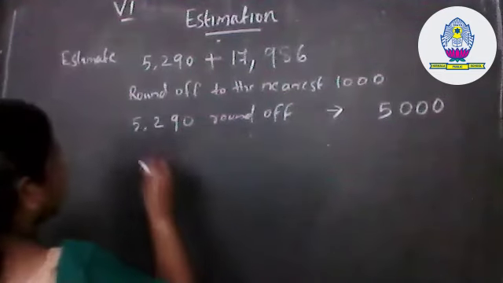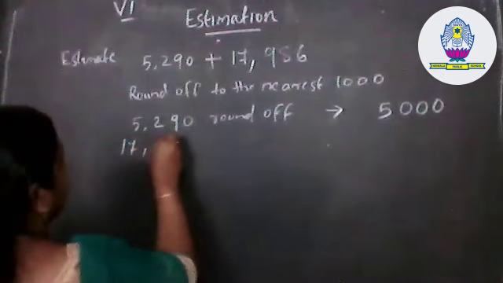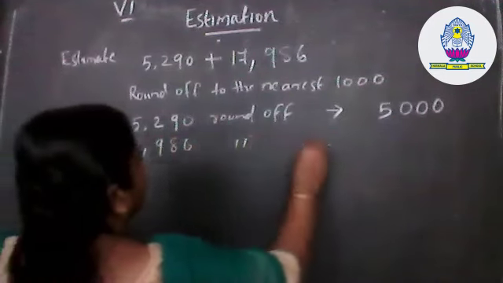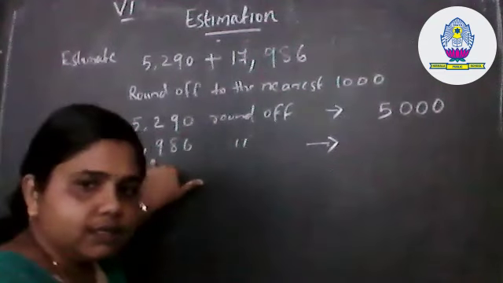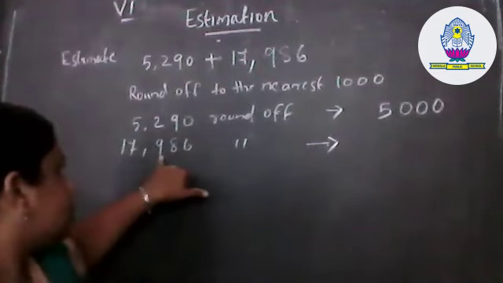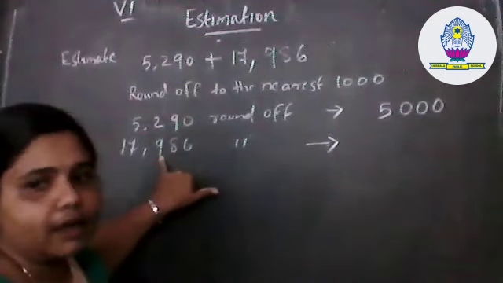The next one, round off 17,986. So here we consider the digit in the 100 place. The digit in the 100 place is 9, which is greater than 5.